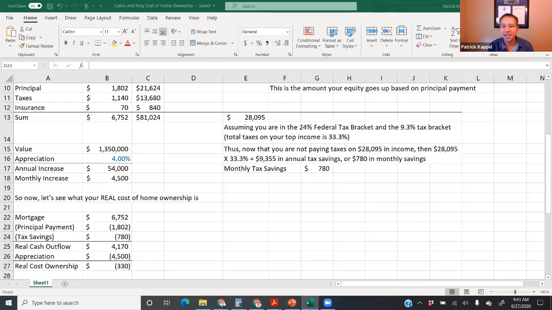Now, one person says, if I sell after 3 years, can I take the 250 or 500? Okay, yes, I think you can. I'm pretty sure you can, because you have to have lived there 2 of the last 5 years. And if you lived there 3, I would say, yeah, you've lived there 2 of the last 5 years. But again, another one to ask your CPA.